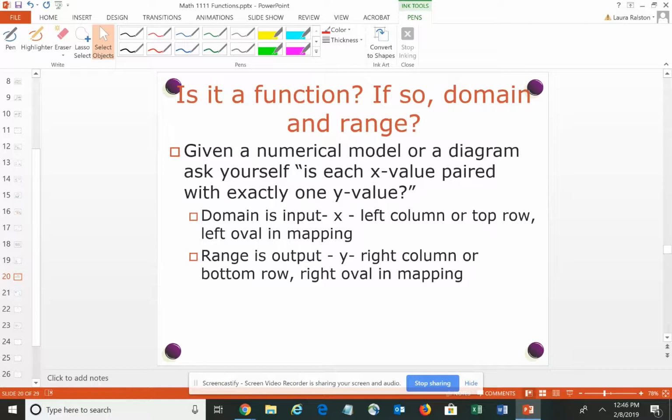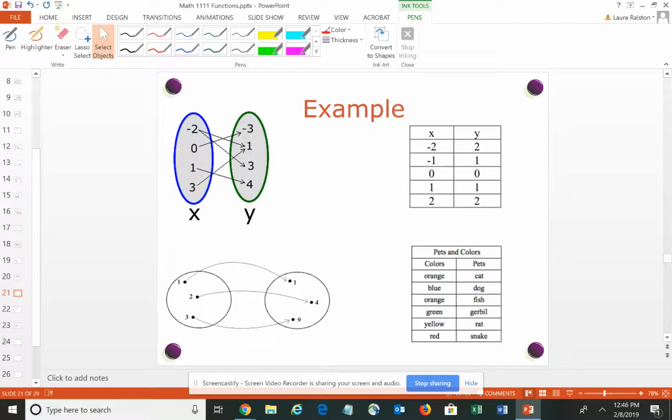And as I've already mentioned, typically in a diagram and in a table, the left-hand column is your inputs, which is your x and would represent your domain. The range is the right-hand column or the right oval, and it would represent the output or the y's. We're going to take a look at some examples in just a few minutes at the end of this video, so hang on. Oh, here's some examples already. That's fine. We can go ahead and do those.